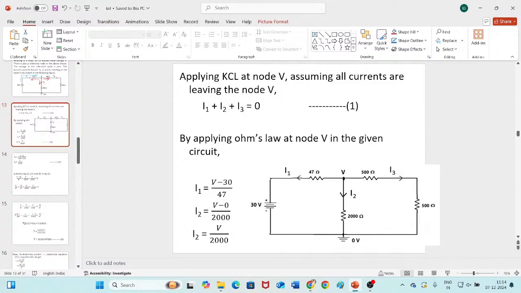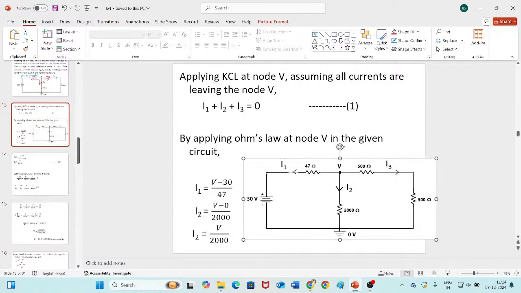What is the I1 current? According to the assumed direction, current is leaving V and moving towards 30. That's what I have assumed. Current always flows from higher potential terminal to lower potential terminal. According to Ohm's law, I is equal to V by R. I1 current flows through R, and the R value is 47. So I1 is equal to some V by 47.